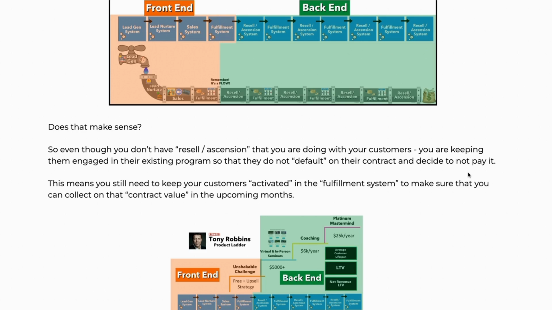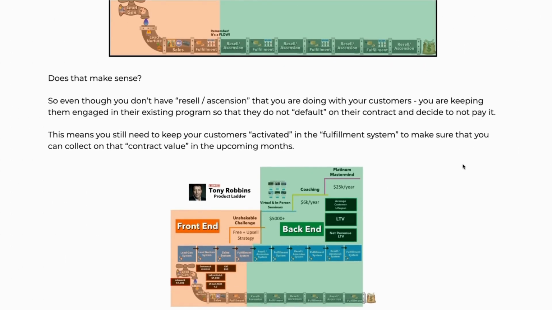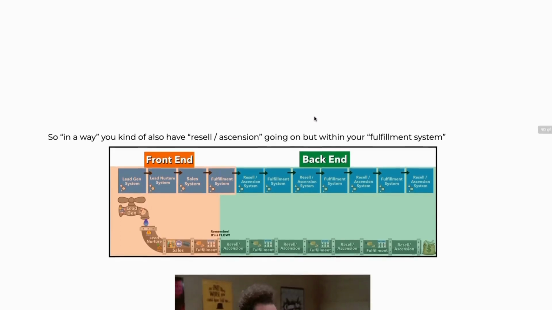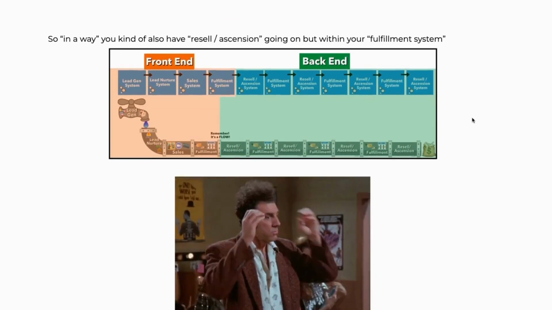Now obviously you have a legal agreement in place, but legal agreements are only binding so much as you're willing to pursue them. And a lot of times it's not worth pursuing. So you still need to make sure that you are keeping your customers activated throughout your fulfillment system so that you can actually collect on those upcoming months. Even within your quote unquote one product on your front end, even though you don't have all these other back-end products, you're still keeping them activated in their fulfillment process so that you can collect on the back-end accounts receivable cash. In this way, you kind of do have a resale and ascension that is built in within your fulfillment system.